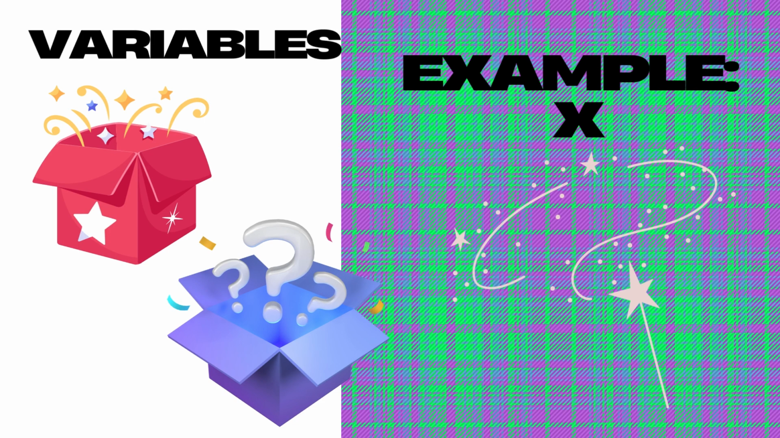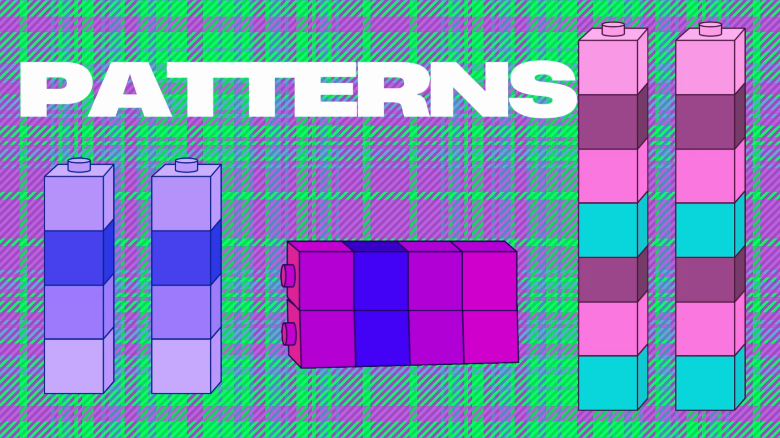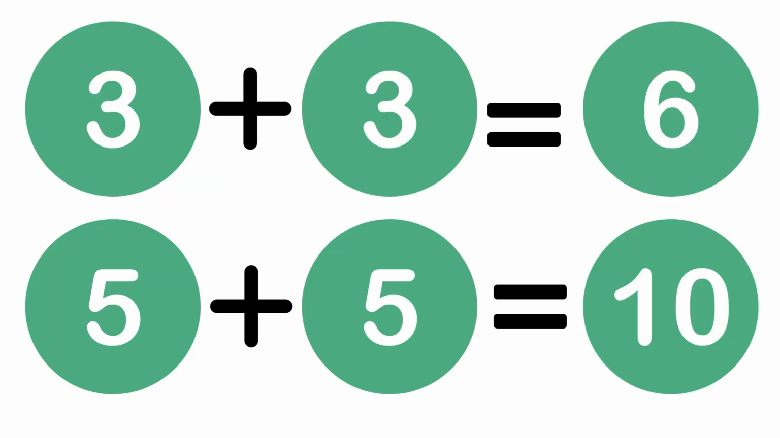Think of a variable as a special box where you can store a number that might change. When we see patterns in math, we can use variables to make them easier to understand. For example, have you ever noticed that when you add any number to itself, you get double that number? Like 3 plus 3 equals 6, or 5 plus 5 equals 10?